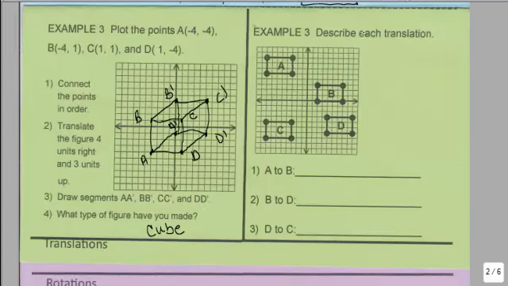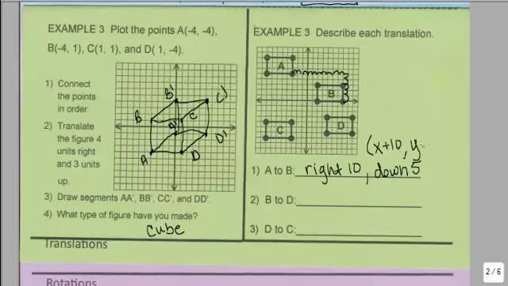Okay, we have to describe each translation. So how do we get from A to B? So from A to B. So we just count. 1, 2, 3, 4, 5, 6, 7, 8, 9, 10. So it moved right 10. And it moved down 1, 2, 3, 4, 5. The new way that we're going to write this, though, is, remember right and left is with your X, and if you move right, we're going to add 10.